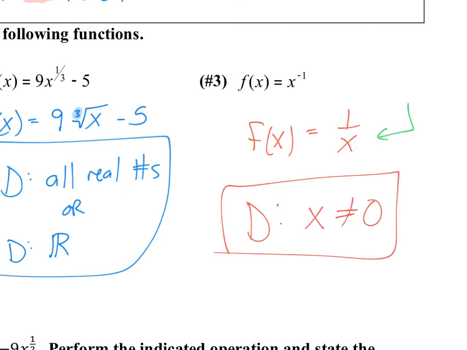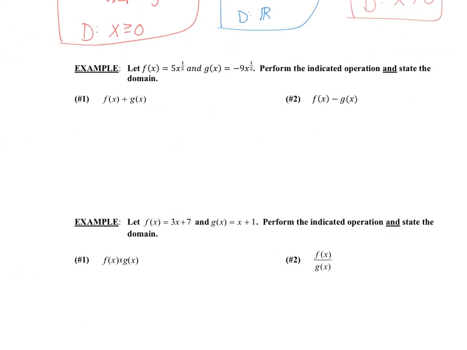That means all numbers except for 0. Because you can't do 1 over 0. If x was 0, you would get this. And if you type that in your calculator, it's going to say error or undefined because we can't divide by 0. So that's not okay. But anything except for 0 is fine. So that's how domain works.